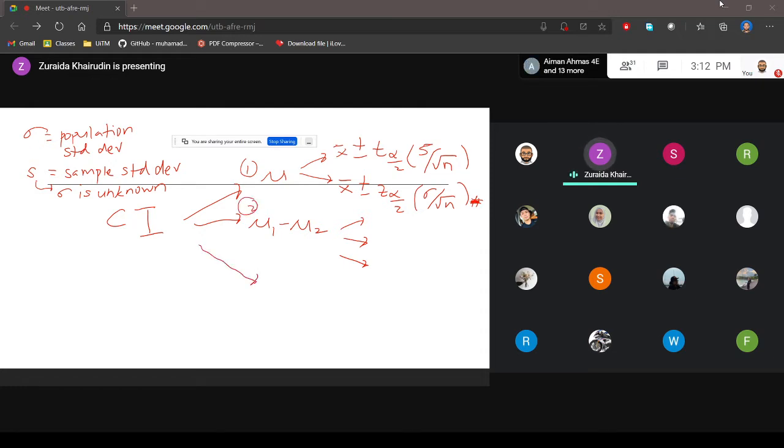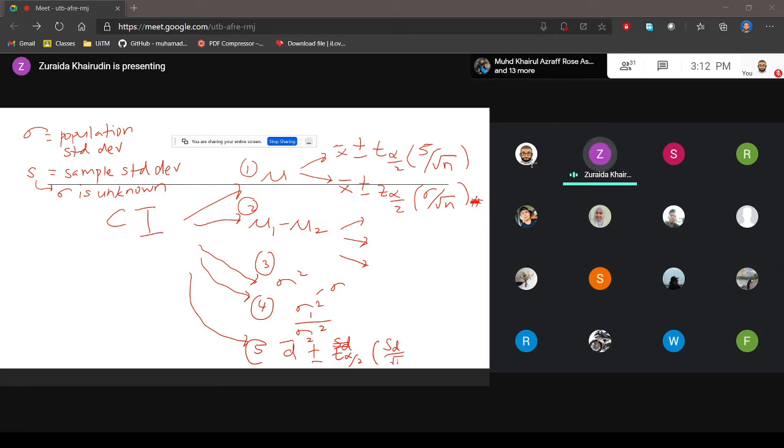And then the third one, you've learned about confidence interval for variance and also standard deviation. Single variance, single standard deviation. And then the fourth one, you've learned about confidence interval for the ratio of two variances. And then for the fifth one, you've learned about confidence interval for the difference between the two population means. Kan, yang ada D bar plus minus t alpha over 2 SD over root n.